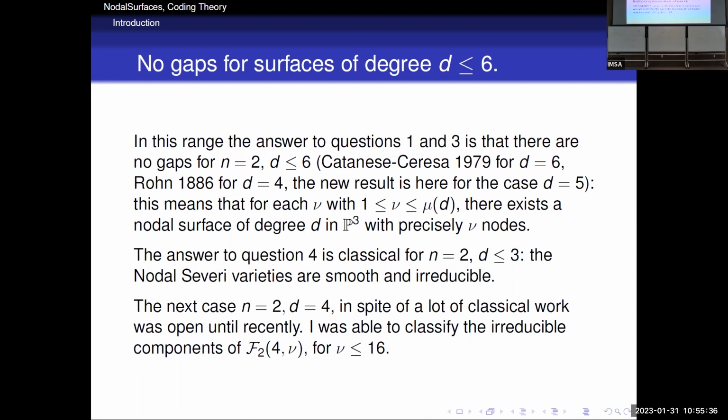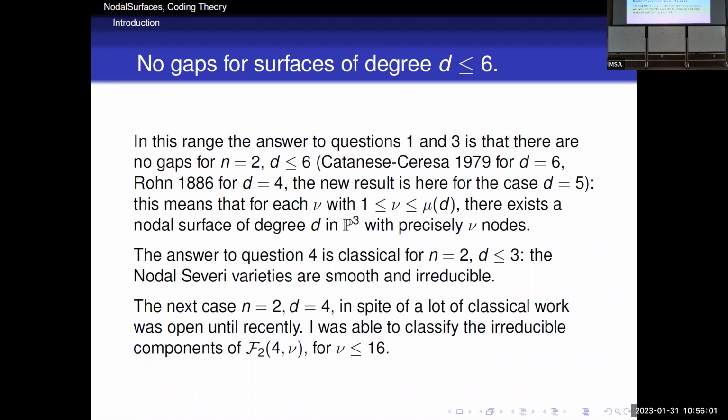This was done by Rohn in 1886, and some results with Ceresa, but even for degree 5, there are no gaps, this new result. So for each number of nodes between 1 and the maximum, there exists a nodal surface of degree d with precisely that many nodes. For cubics, everything is known.